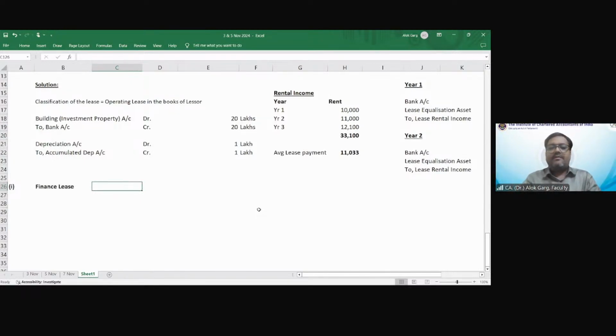Okay. Got it. So accounting in case of a finance lease.